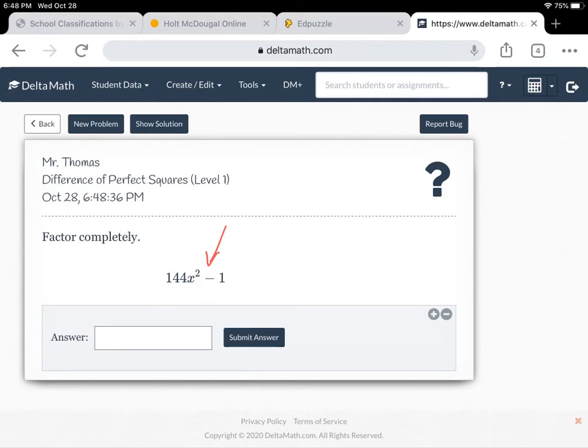All you really need to do is identify, is this a square? Yes. What do you square to get 144? 12. What do you square to get x squared? X. Is this a square? Yes. What do you square to get 1? 1 and 1. One case is positive, one case is negative, and there you go, it's factored.